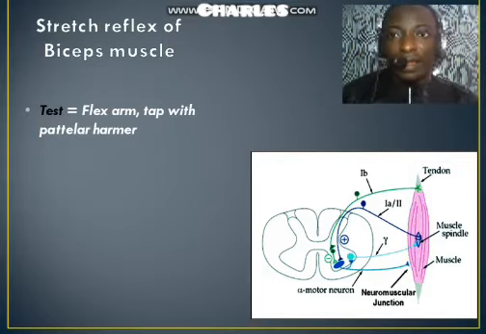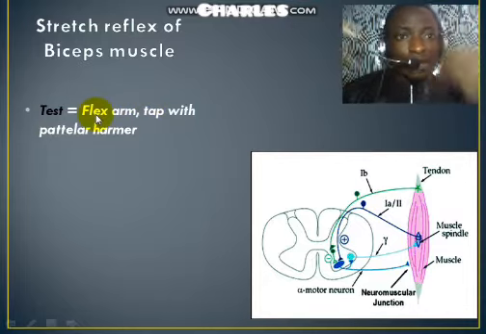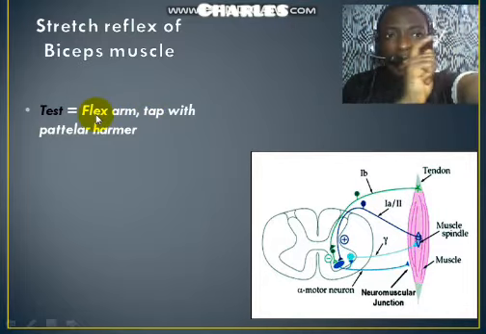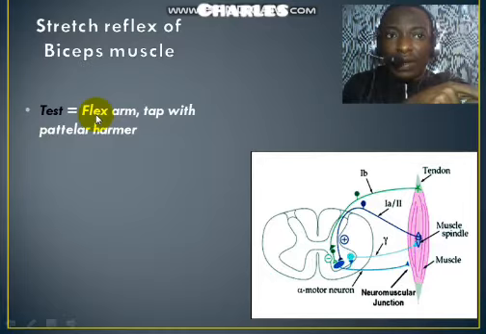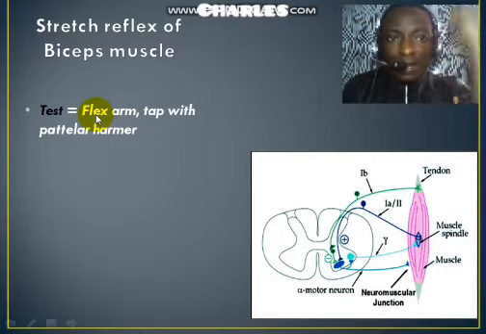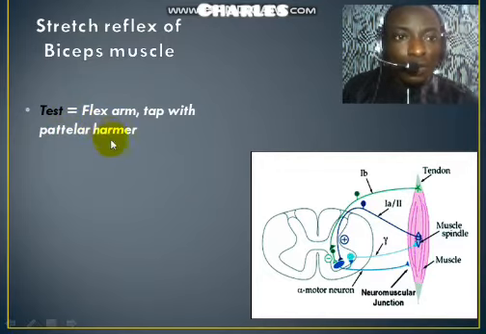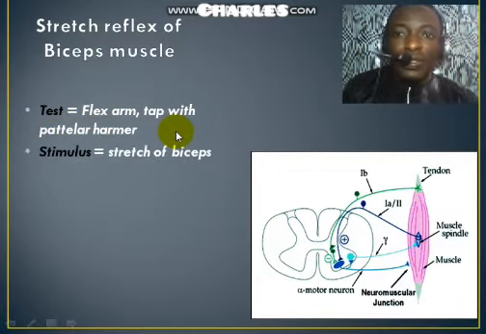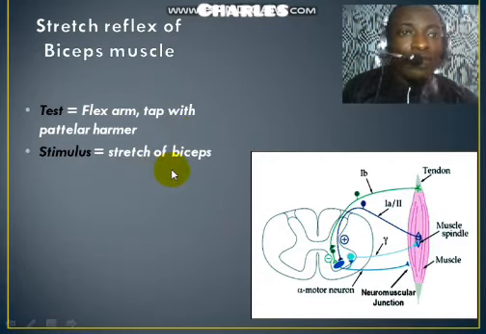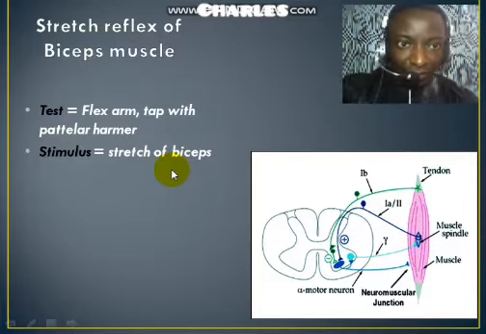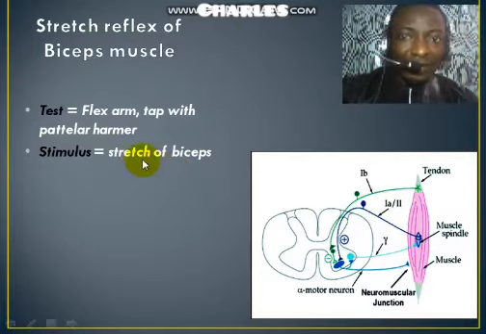Now, the test for the stretch reflex of the bicep muscle is flexing of the arm and tapping the bicep tendon with a patellar hammer. This is how we test for the stretch reflex of the bicep muscle in the laboratory. The stimulus here is stretch of the biceps muscle. So when the biceps muscle is stretched, that stretching represents the stimulus.